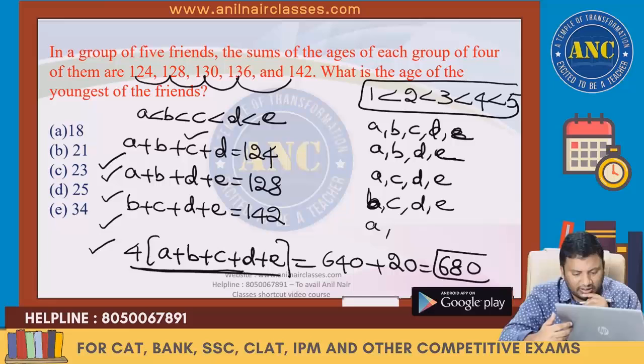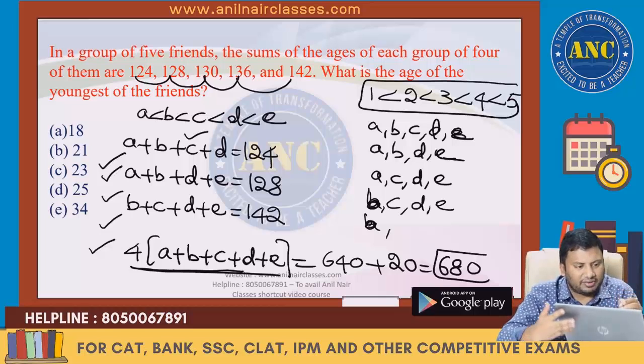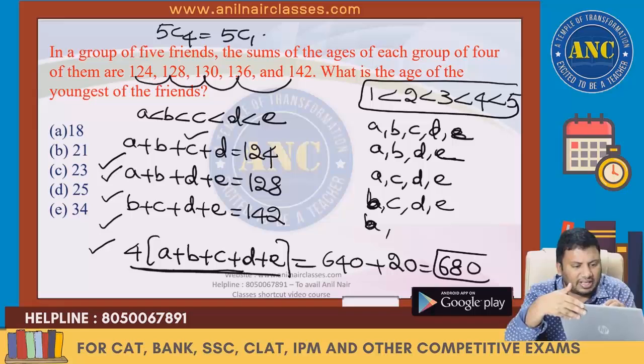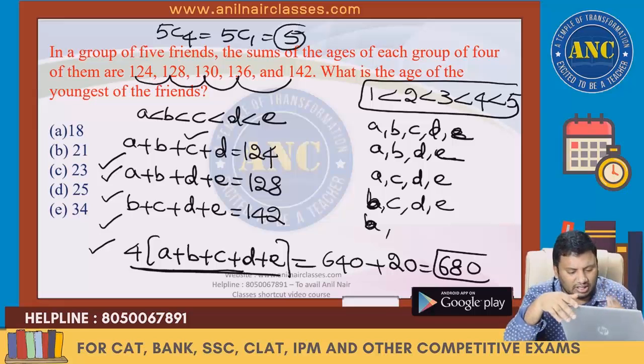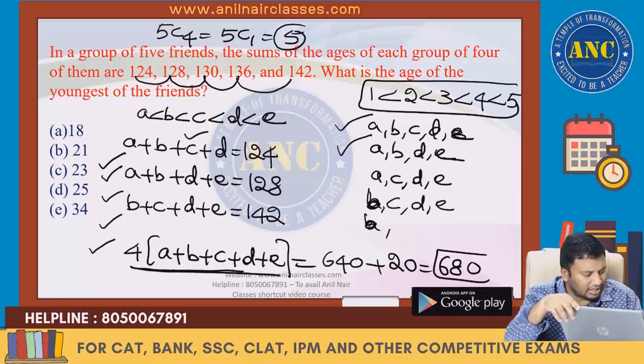Right. Next one, we have missed out one case. Total 5 is there, right? 5C4 is 5C1, which is nothing but 5 cases. What are the 5 cases? Out of 4, A, B, C, D, one case. A, B, D, E, another case. I hope it is clear, right? A, C, D, E, another case.